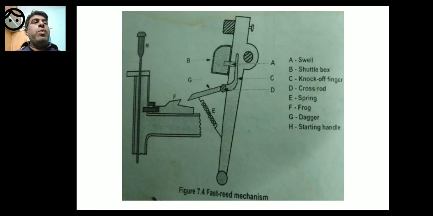So now please observe again. A is the swell. B is the shuttle box. C is the knock-off finger. D is the cross rod. E is the spring. F is the frog. G is the dagger. H is the starting handle.